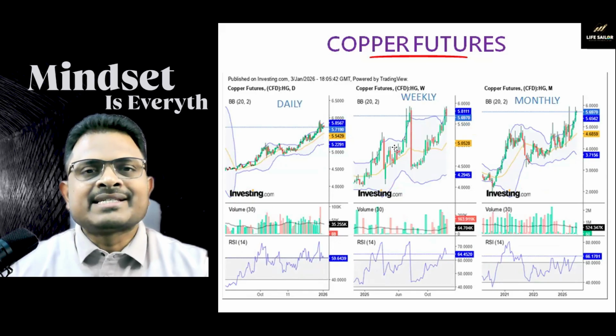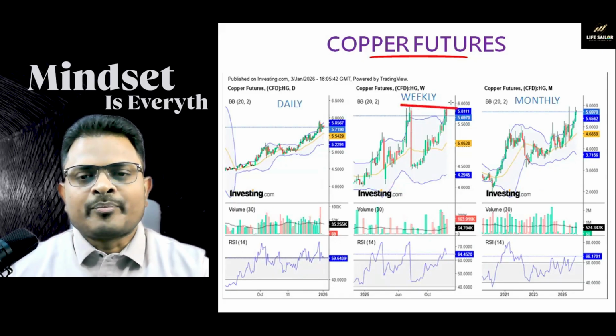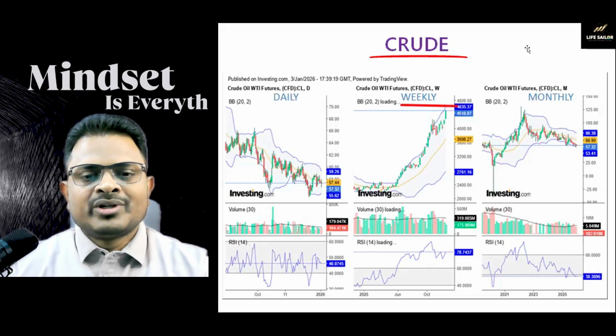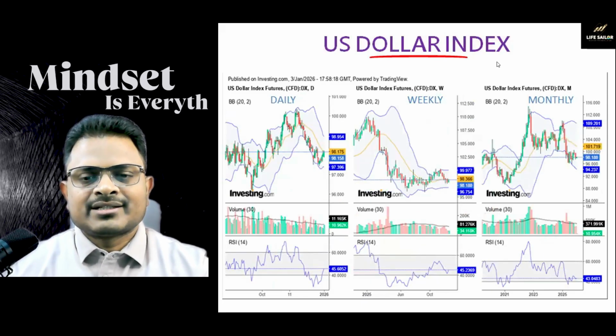Copper: all three RSI above 60. Presently there is a good move in copper. Copper is at previous resistance, and resistance is resistance until it gets crossed. Crude is trading at lower levels, which is good for the market. US dollar index: all three RSI between 40 and 60, clearly a sideways market.